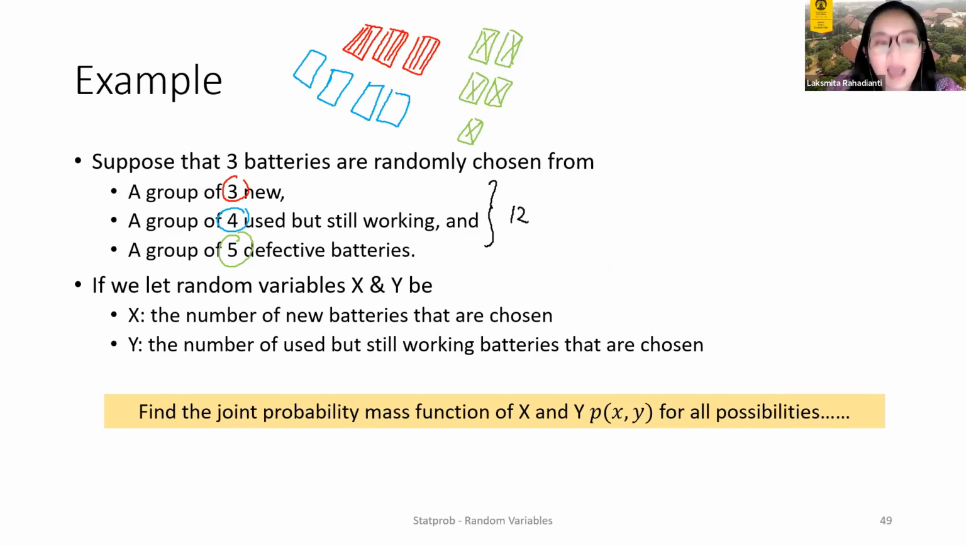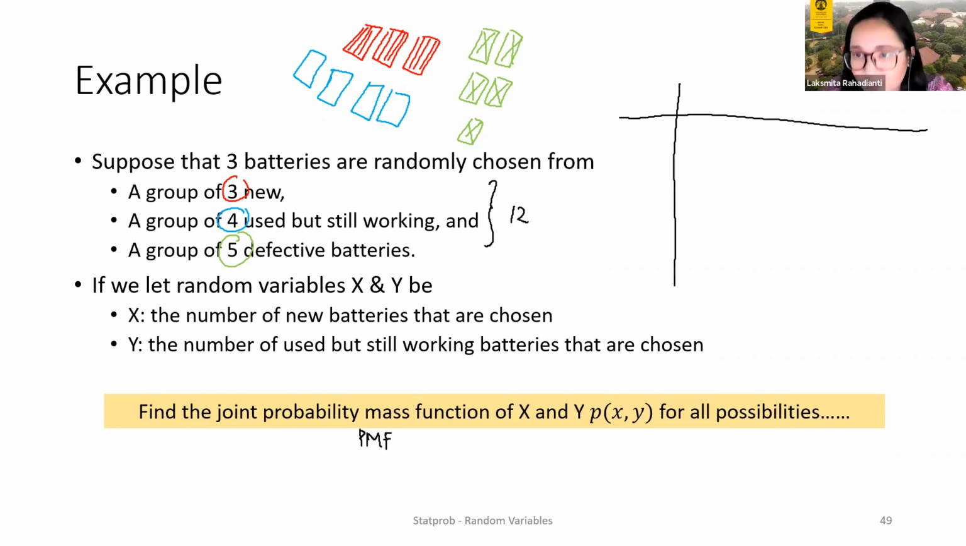So X is a random variable. I define X as the number of new batteries that are chosen. Y is the number of used but still working batteries that are chosen. So now I want to define the joint probability mass function. It's the probability mass function, PMF, which can be denoted in a table. So let's start to define it in a table.